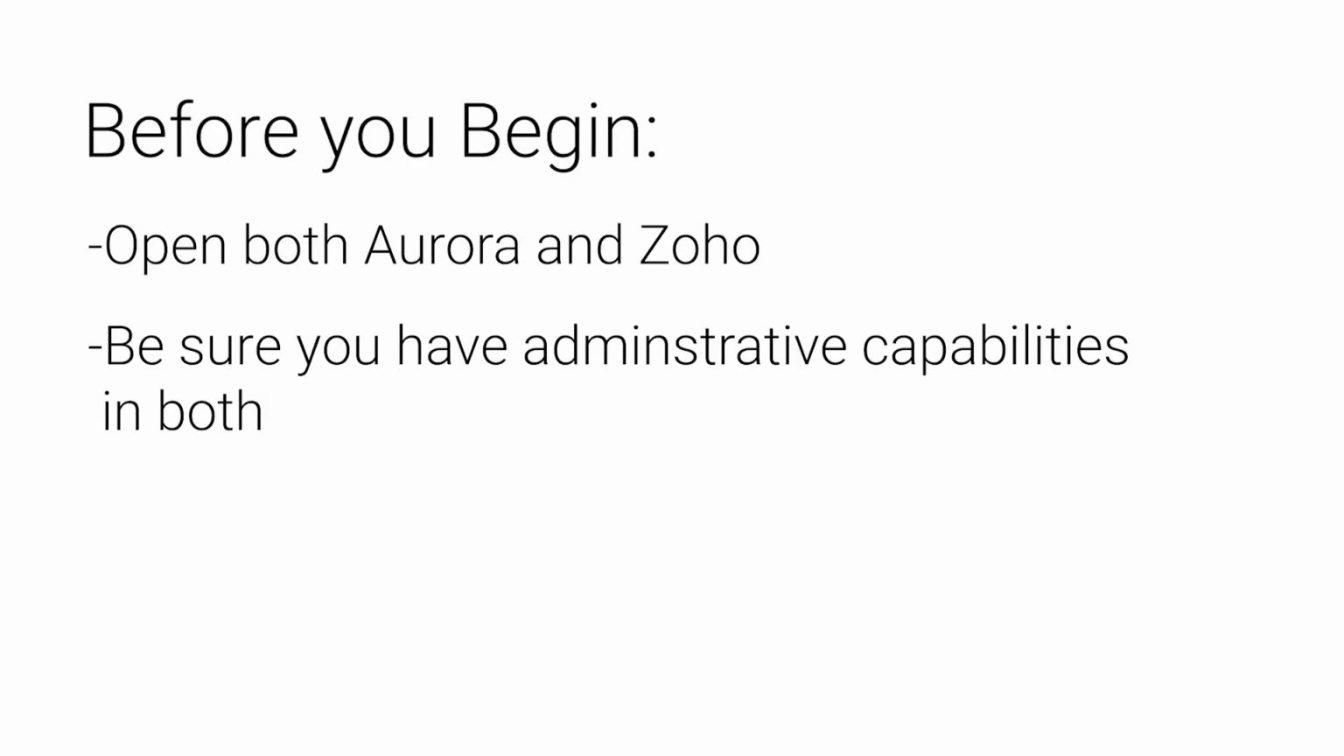Before you begin, start by opening both Aurora and Zoho. Be sure you have administrative capabilities in each app. If you do not have administrative capabilities, follow the link on the Help Center page or contact your administrator on how to gain access. Without further ado, let's jump in.